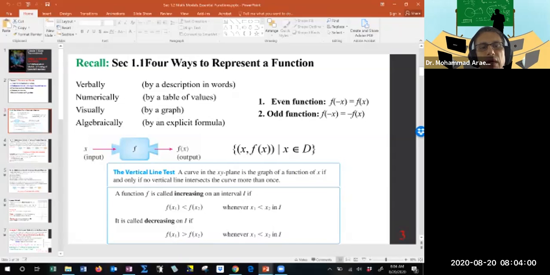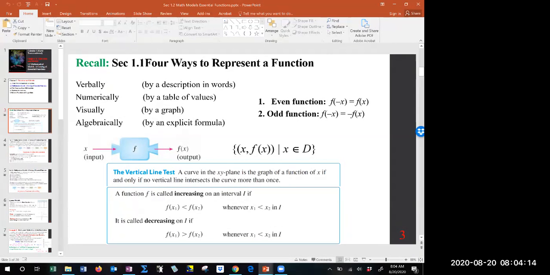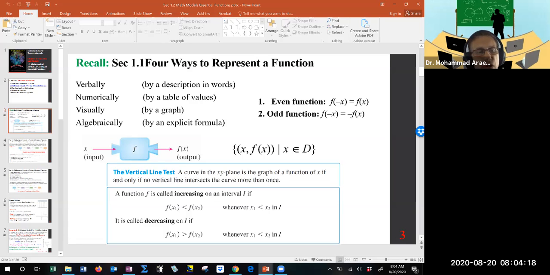And then we have increasing and decreasing. A function is considered increasing as we go from left to right, obviously x increases. What happens to the y? If the y increases also, that is considered an increasing function. Otherwise, it's a decreasing function.